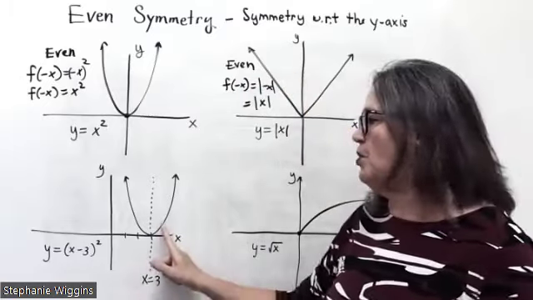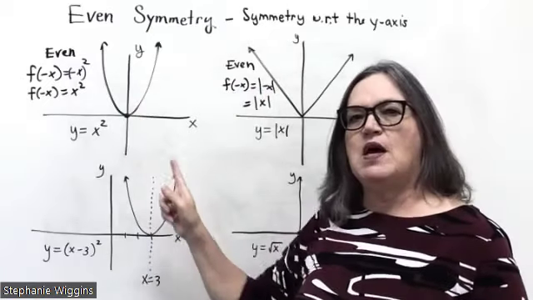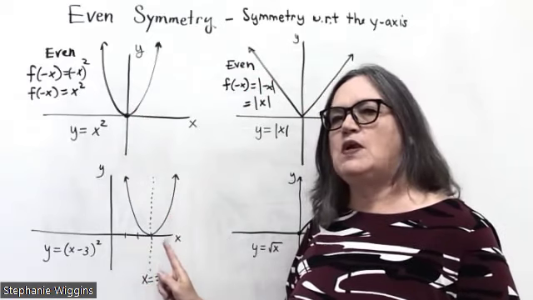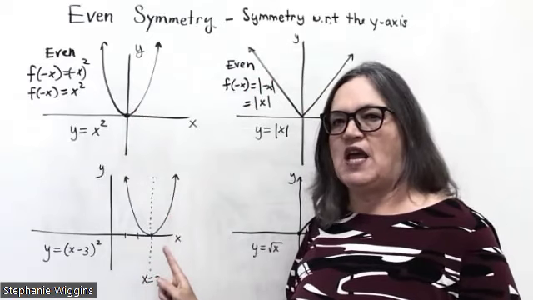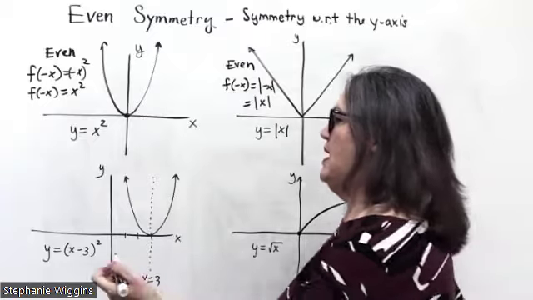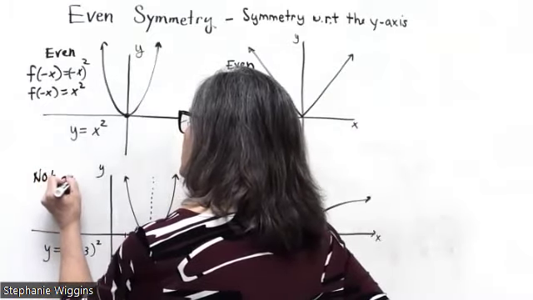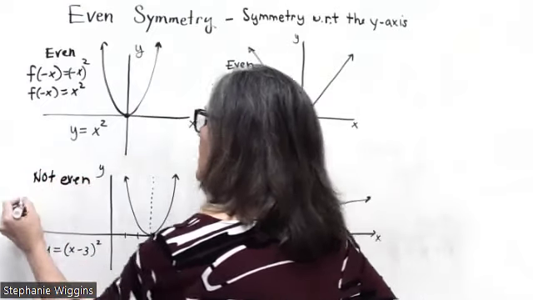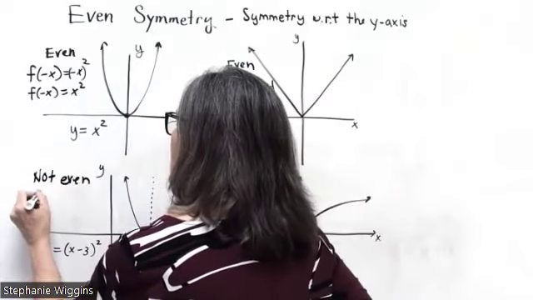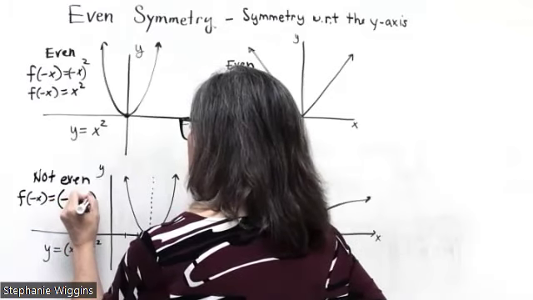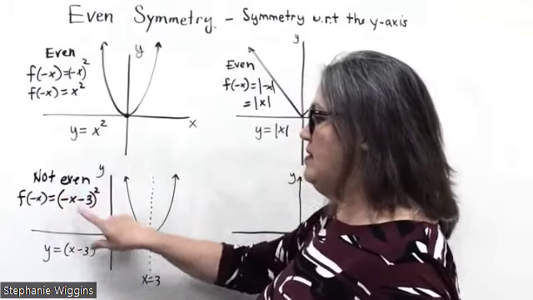Now, here we have a parabola, just like we have here, but as you can see, it's shifted over by 3 units to the right. So it is not an even function anymore. And you'll notice that if I try to look at this symbolically, I would say f of minus x equals minus x minus 3 squared. And that is not the same as this.